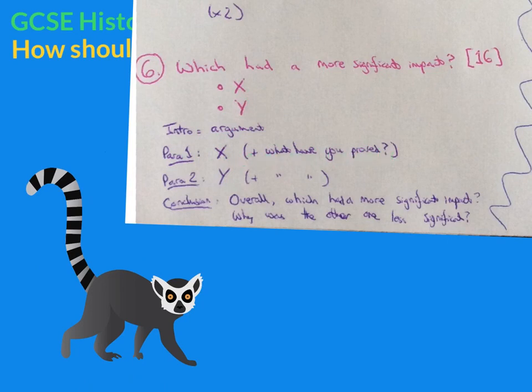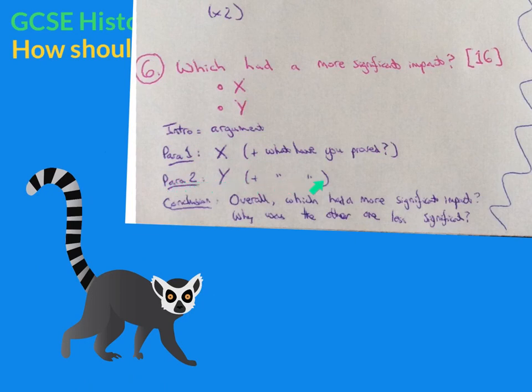What we mean by a link, which I think sometimes people don't understand, is what have you proved in this paragraph? What have you proved about which is more significant? Have you proved that X was really, really significant, had a massive impact on everyone's lives? Or have you proved that actually X only impacted a few groups of people or didn't have any impact at all? So give 2 or 3 specific examples and end your paragraph by stating what you have proved.